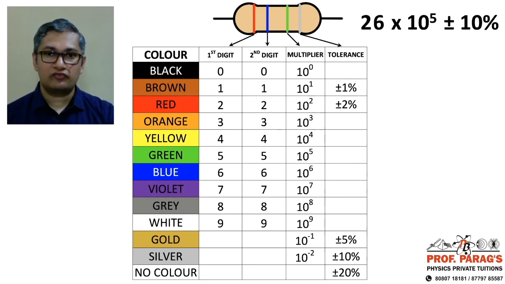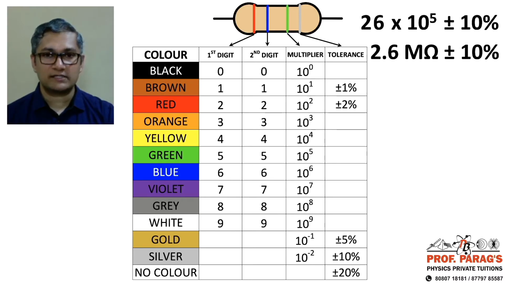So again, 10 raised to 5. If I want to express it as mega ohms, then I can write it as 2.6 mega ohms, right? Mega stands for 10 raised to 6, like kilo is 1000. So 2.6 into 10 raised to 6 will be nothing but 26 into 10 raised to 5. So I can write it as 2.6 mega ohms plus minus, again it's silver, so 10%. That's the way to decode.